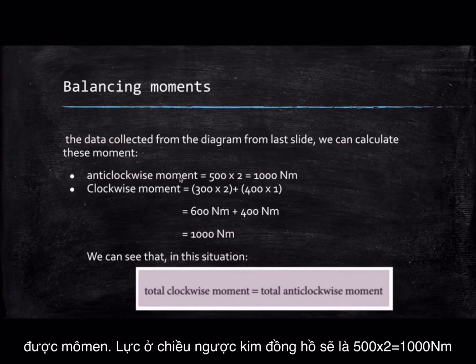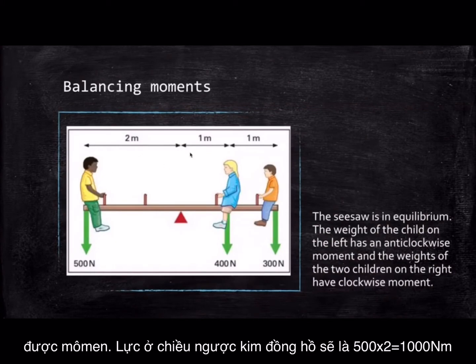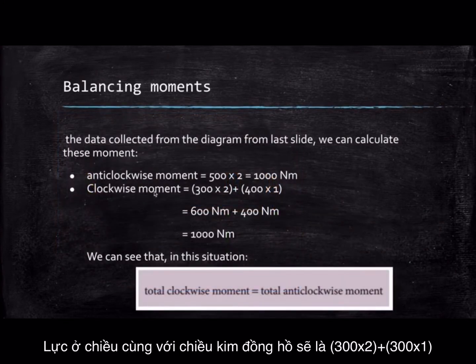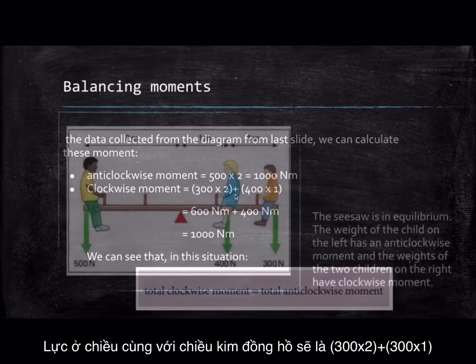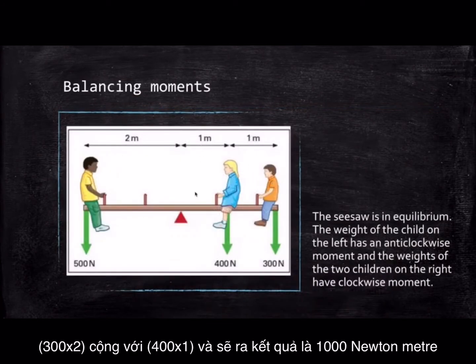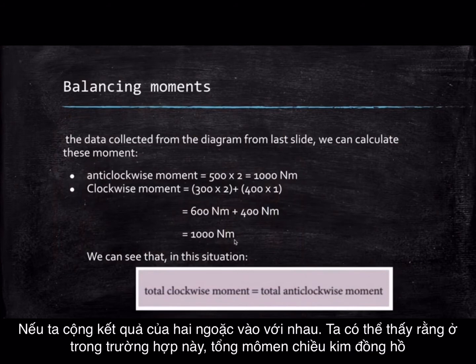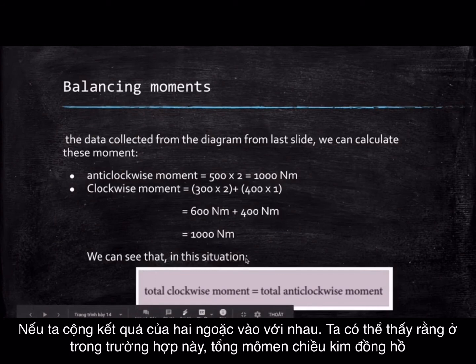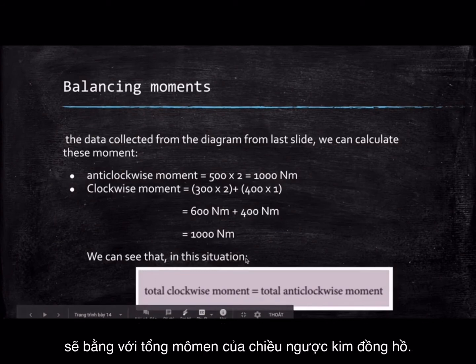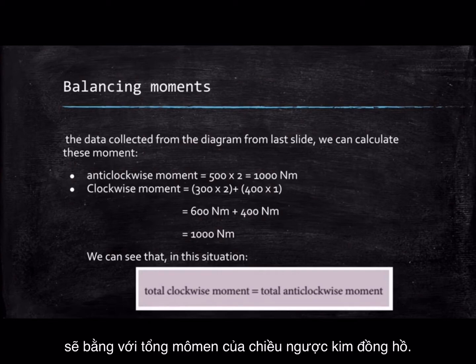Anti-clockwise moment, 500 multiplied by 2. Clockwise moment, 300 multiplied by 2 plus 400 multiplied by 1. That means 1000 Newton meters if we add both of these. We can see that in this situation, the total clockwise moment is equal to the total anti-clockwise moment.